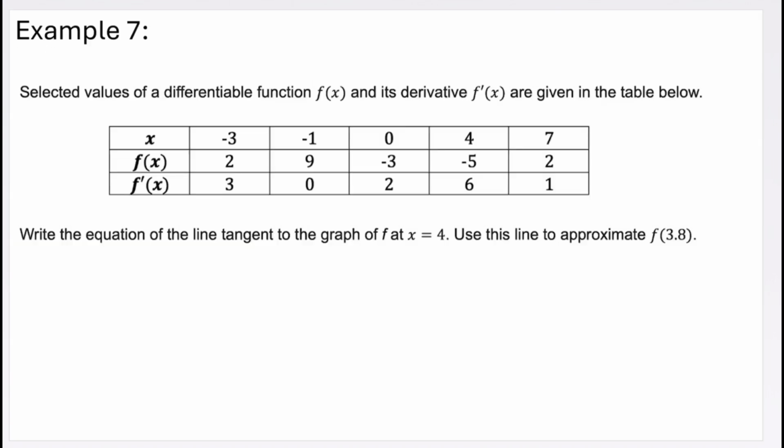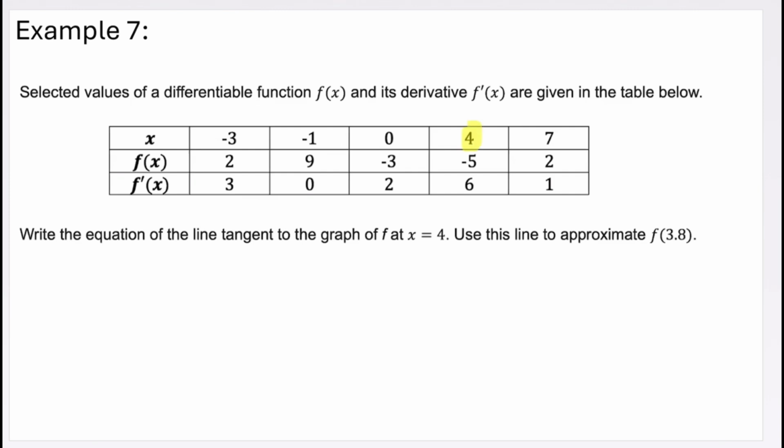All right, our last example is going to be using a table. So it says, example 7, selected values of a differentiable function f of x and its derivative f prime of x are in the table below. Write an equation of the tangent line to the graph of f at x equals 4. Use this line to approximate f of 3.8. So let's look at our table.